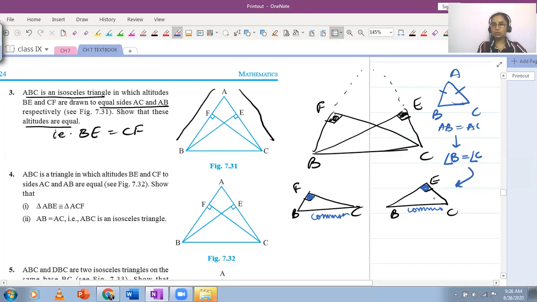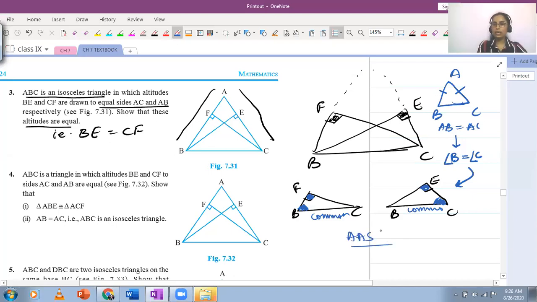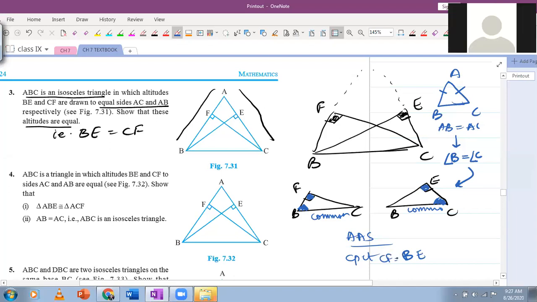So let's just work with these here. This is angle C and this over here is angle B. So which rule will be applicable? AAS. So by AAS, the two triangles will be congruent, and then by CPCT, you can write down that BE from this triangle is actually equal to CF. This is one way of doing it.